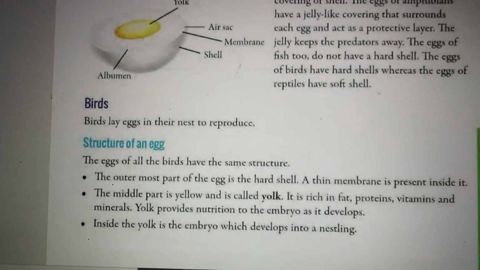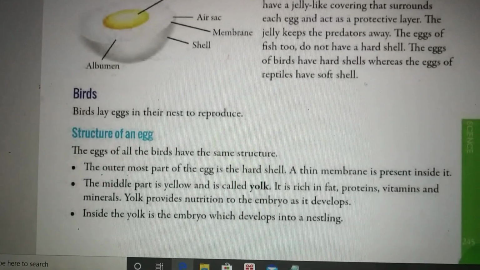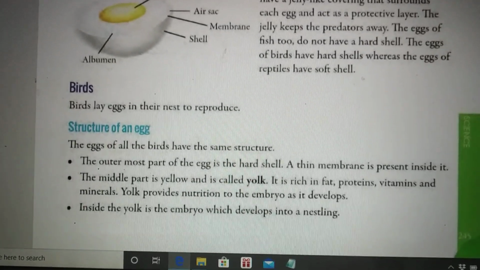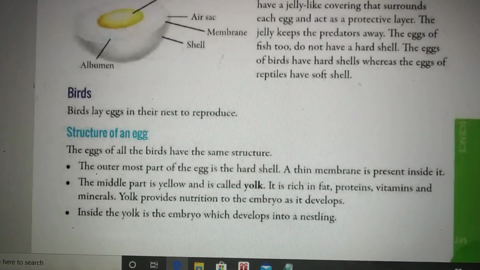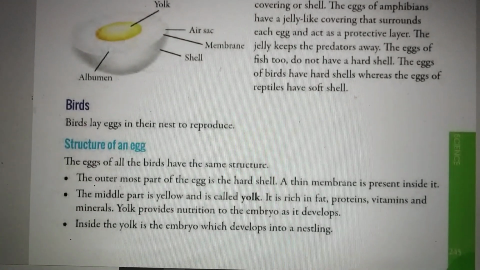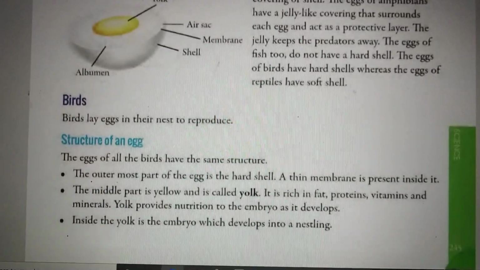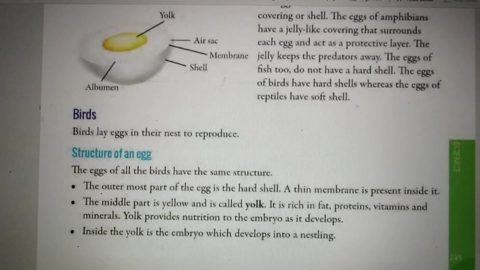Hello students, as we are moving on with chapter number 4, Reproduction in Animals. This is the second video on it. Today we'll study about the birds. Last class we studied about the different types of cells which are covering the eggs.